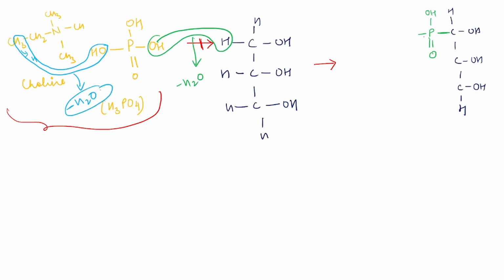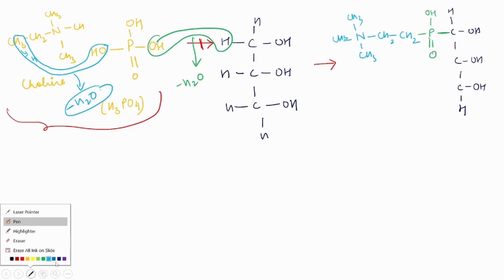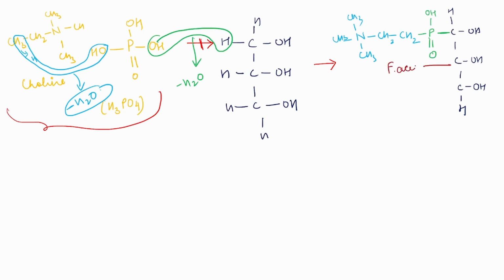So what will you be getting? This hydroxide is removed. So here CH2 will come, CH2 and CH3, CH3, CH3, right? And in the other two parts, what is happening? Let me use some other color. In the other two parts, this H of glycerol will be replaced by fatty acid, and this also will be replaced by fatty acid, right? This is what we call phospholipids.